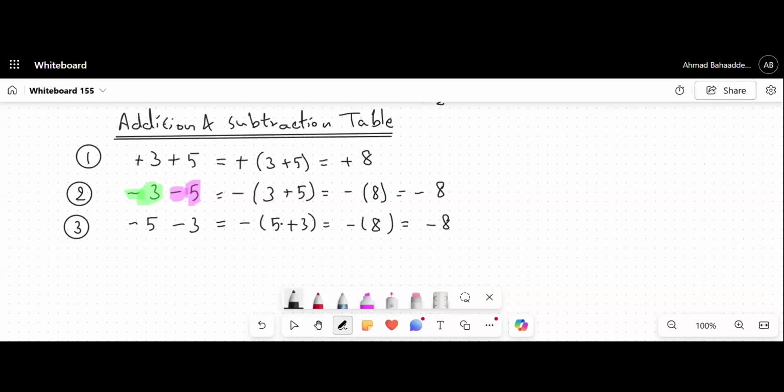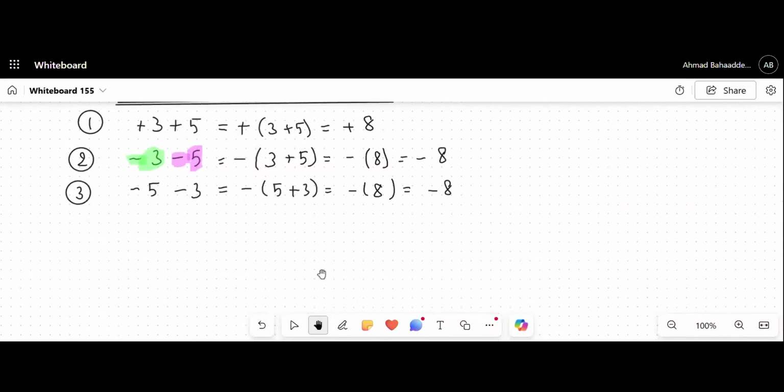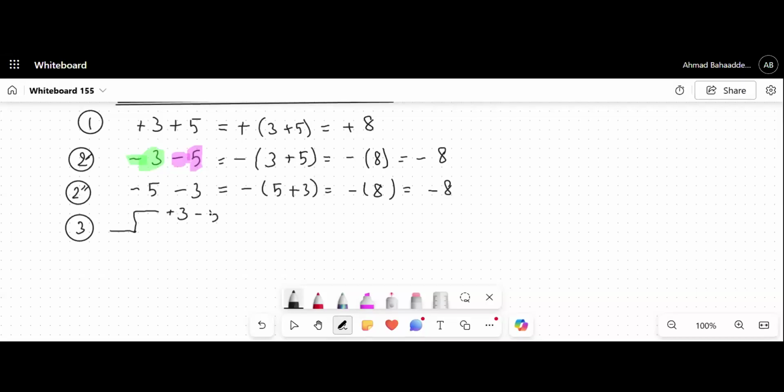Now, the third one, which is the most important one, maybe all of them are important actually. Let's take number 3. How about if we have one of them plus and the other one minus? In this situation, we can have 2 different situations. One of them, if the 3 is plus and minus 5, and the other one, if the 3 is minus and there is a plus 5.